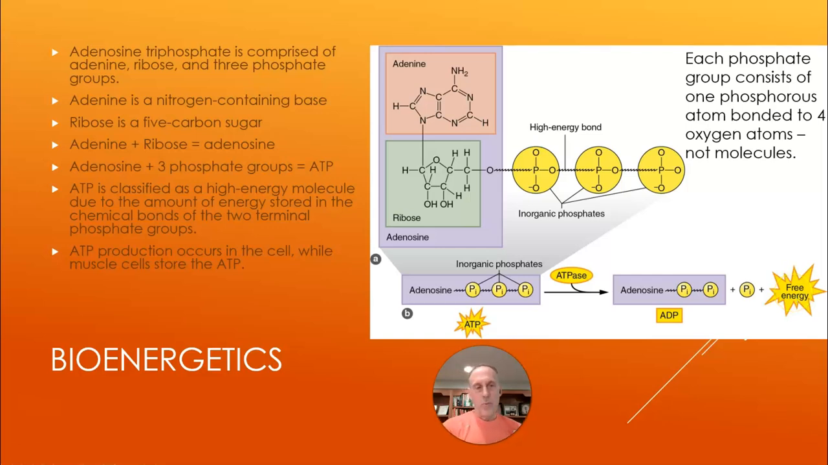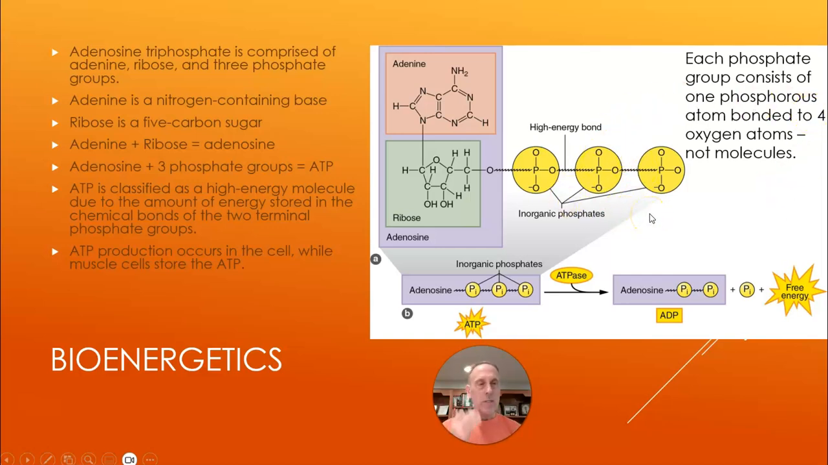Now, I just want to point out, you're going to see ATPase. You're going to see "ase" used a lot, and I'll talk more about that later on, but I want to put that in the back of your head. For each phosphate group, it has a phosphorus atom, and it's bonded to 4 oxygen atoms, not molecules. Keep that in mind, because I'm pretty sure you'll see that on a test later on, oxygen atoms, not molecules, when we talk about ATP and the phosphate groups themselves.